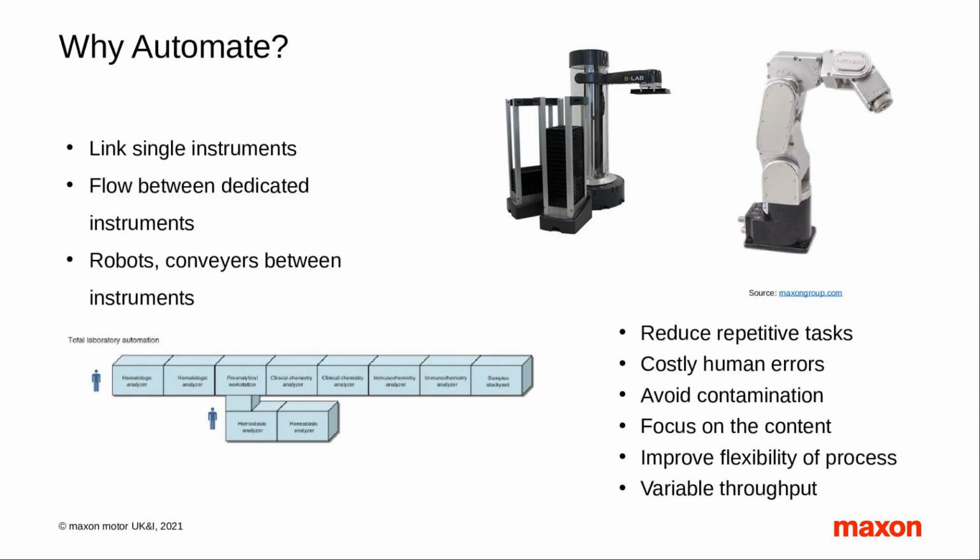Also, if you automate the process, machines can do tasks quicker than humans. So you lose the flexibility, but you gain in speed. The throughput from an automated lab can be much higher than a manual lab.